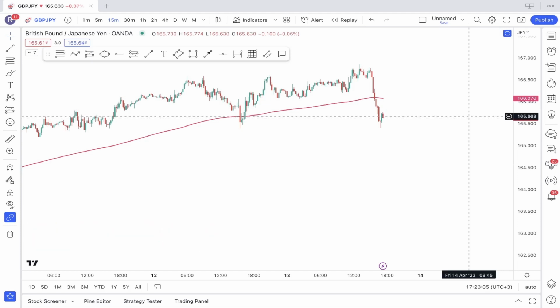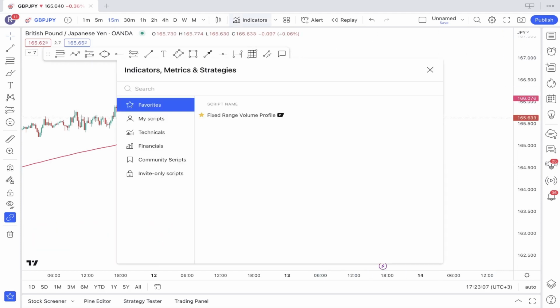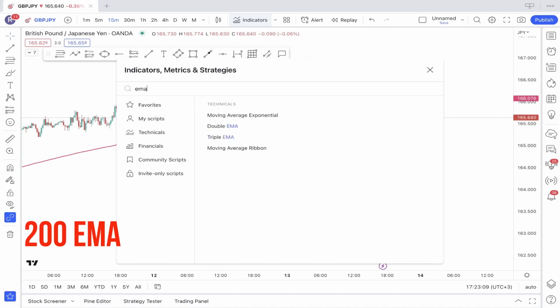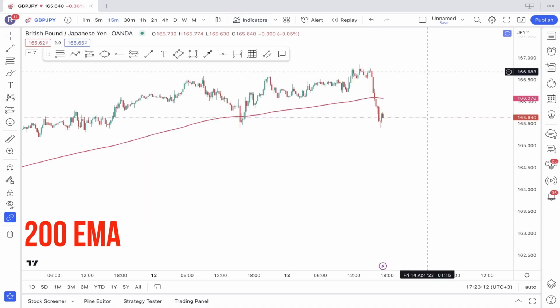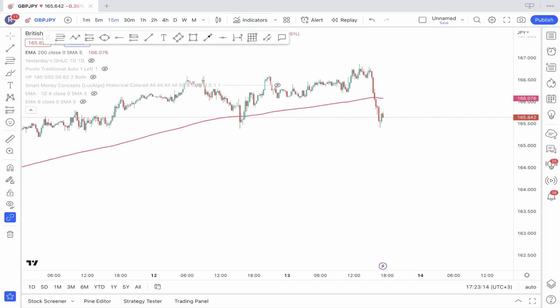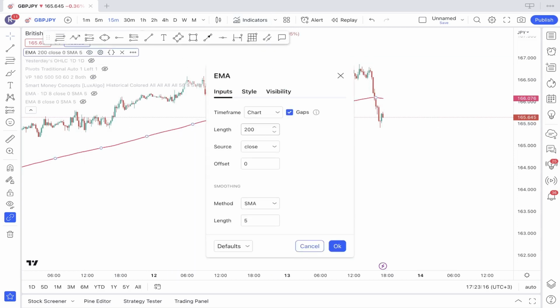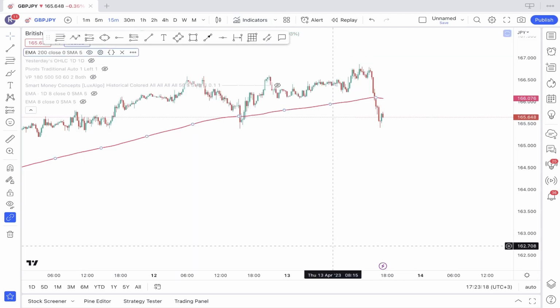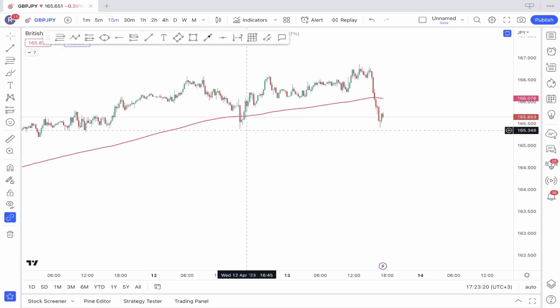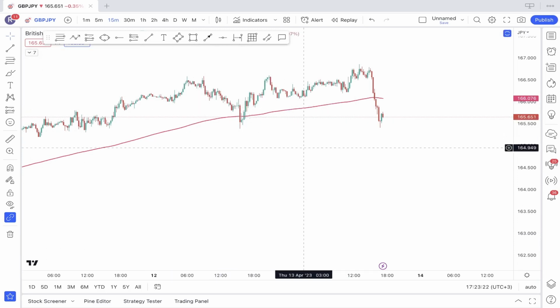This indicator is the 200 EMA. So you go right here, you click EMA, you click on moving average exponential, and then you click on its settings and you make sure you set the length at 200. Then you can choose whatever color you want for it. I have it as pink. All right, this is the first step.